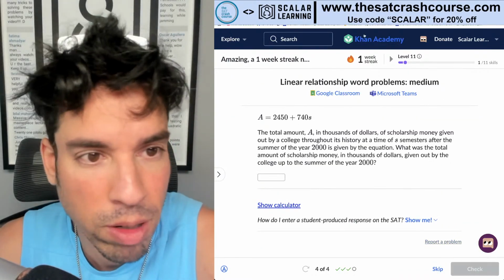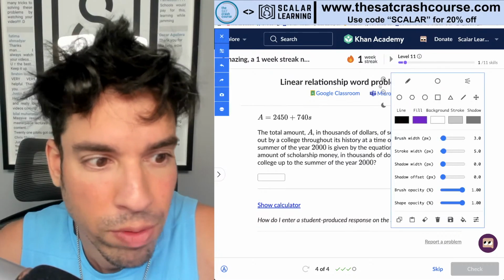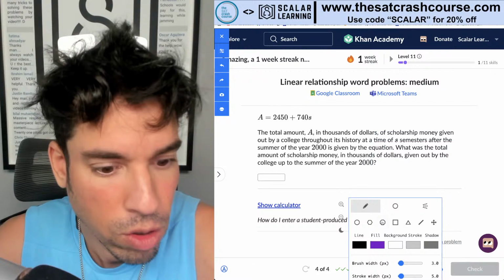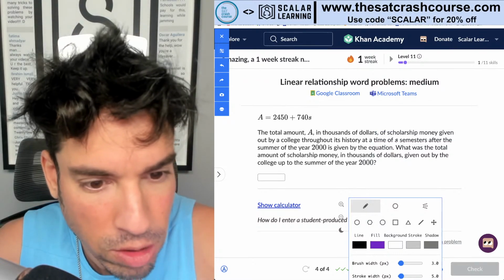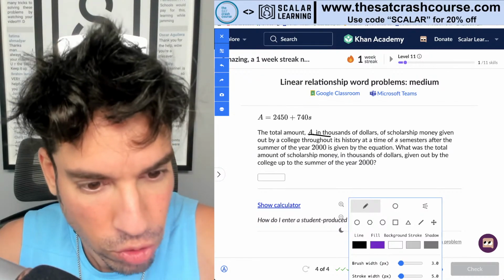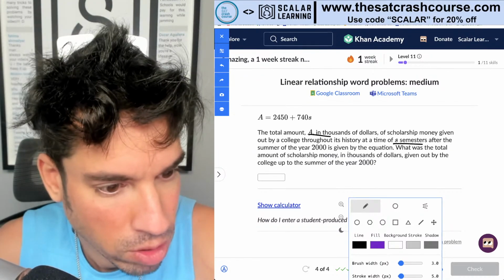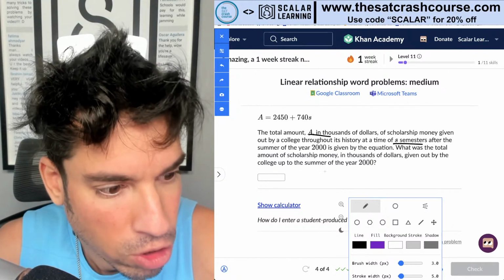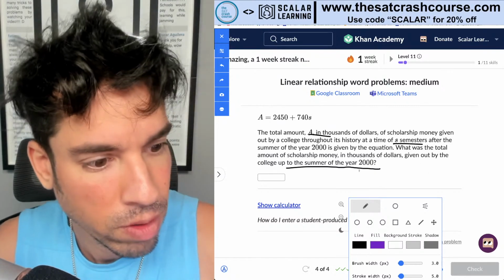Okay, one more word problem. Here we go. Hopefully, we'll do some more fun equations after this. Now they give us an equation, and it says the total amount A in $1,000 of scholarship money throughout its history at S semesters after the summer of 2000 is given by the equation. What was the total amount of scholarships in $1,000 given out in the college up to the summer of the year 2000? Wait.